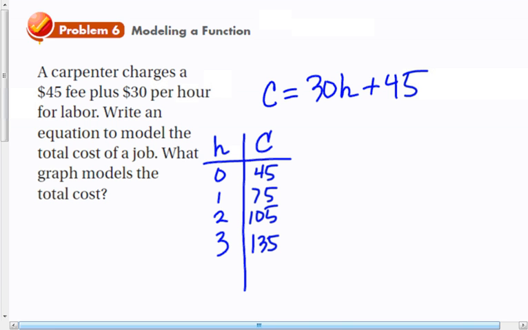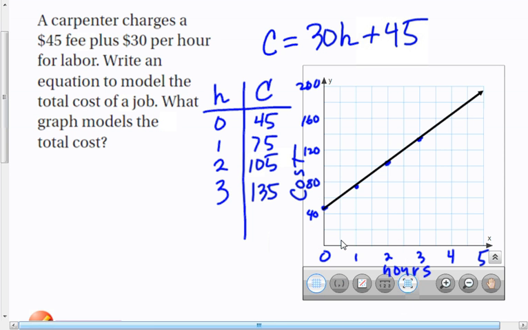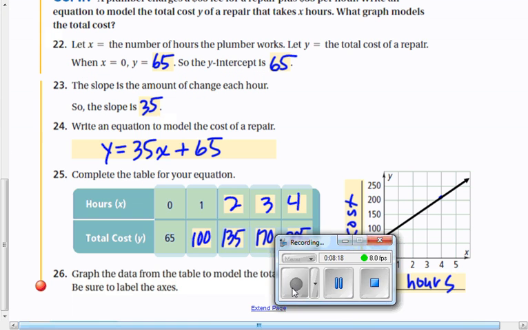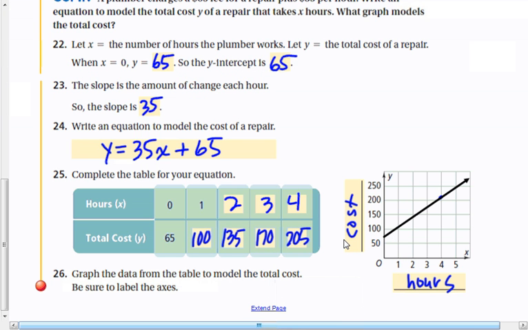And so it would look something like this. So if I were to draw a graph to represent this, the graph would look something like this. And that is a slope-intercept form of a line. It's of the form y equals mx plus b. Go ahead and try the next problem. All right, that's the end of the lesson. Go ahead and do the lesson check, and we'll talk about that next time we meet in class.